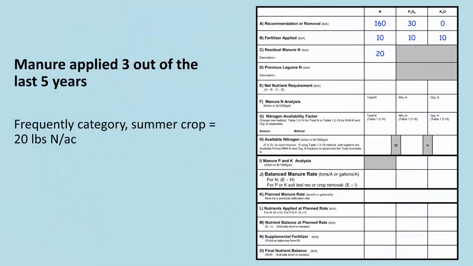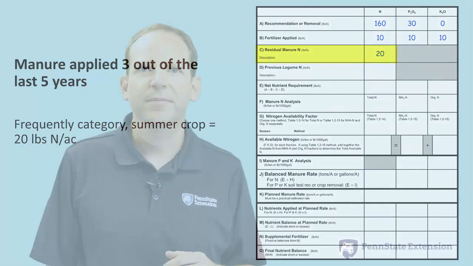Let's go back to our example balance sheet and say that the field received manure applications 3 out of the last 5 years. This would be the frequently category in the table, which for a summer crop like corn silage would be a residual manure history credit of 20 pounds N per acre. Let's enter that value into the balance sheet.